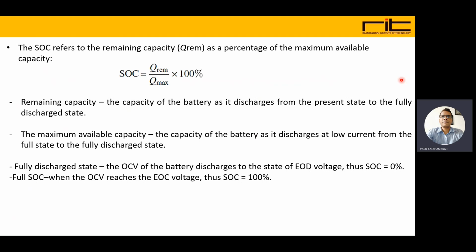In the fully discharged state, the OCV of the battery discharges to the end of discharge voltage. Thus, SOC is equal to 0%. That is a fully discharged battery. In full SOC, when the OCV reaches the EOC voltage, SOC is equal to 100%.